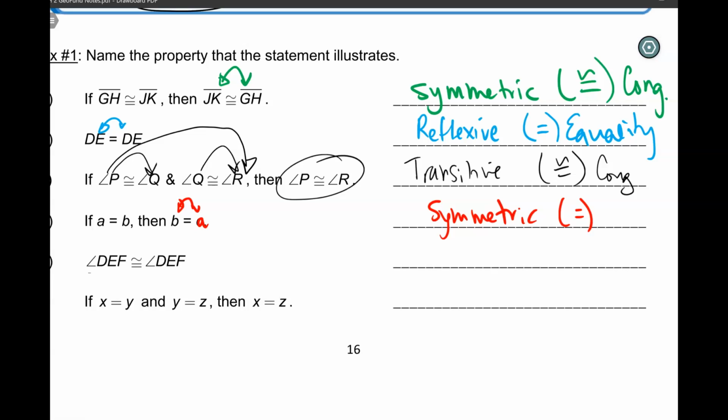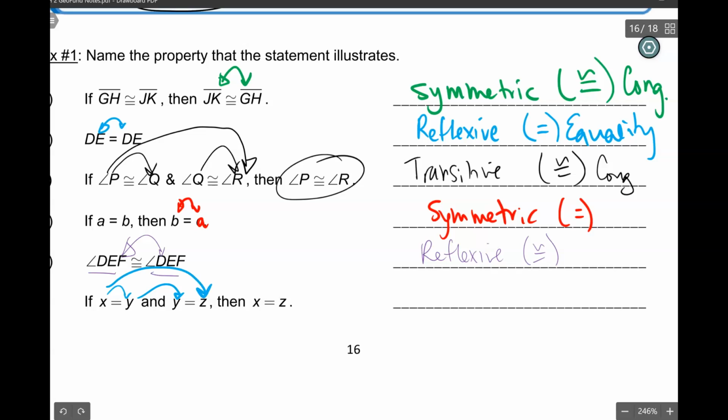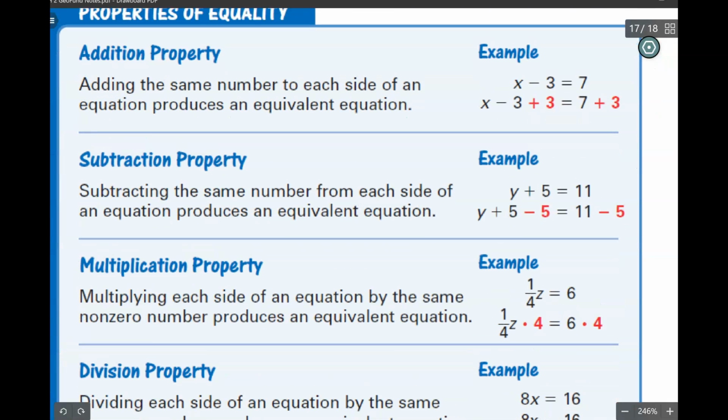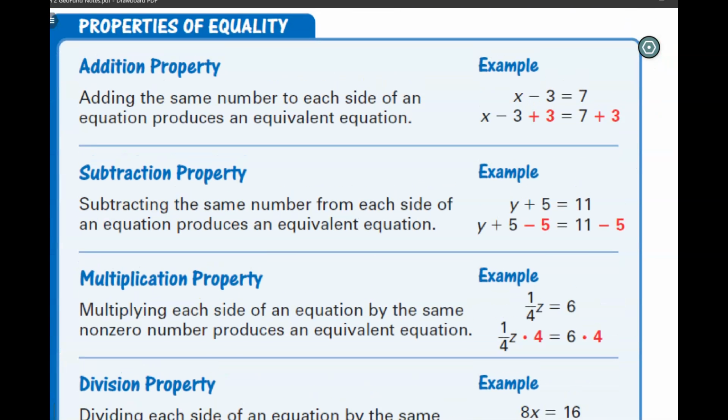Let's do this one. Okay, so angle DEF is congruent to itself. So whenever it is itself, we say reflexive, but this is the congruence. And lastly, we have if x equals y, and y equals z, skip the middleman and say x equals z. So this is the transitive property of equality. Because it's an equal sign. All right, properties of equality. These are all properties of equality.